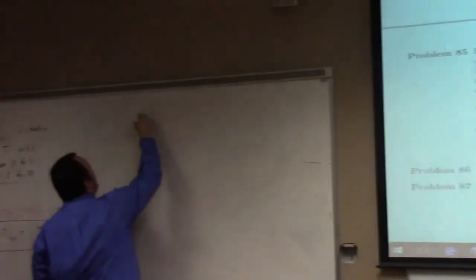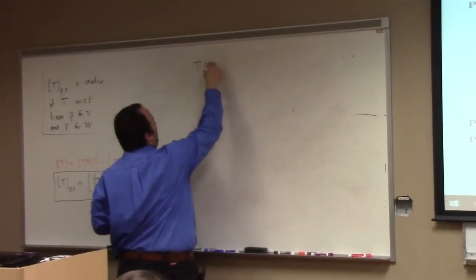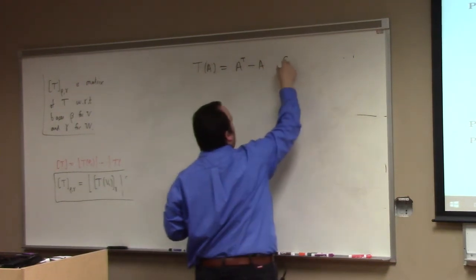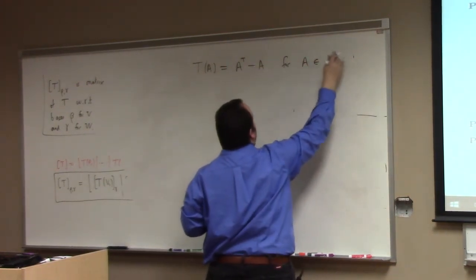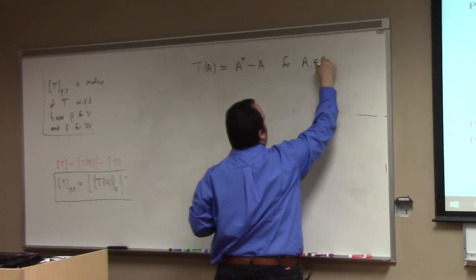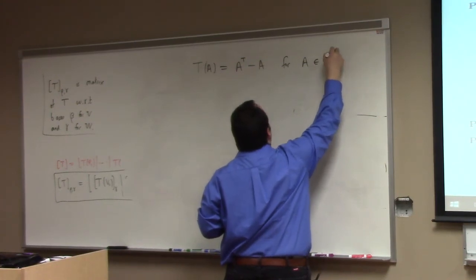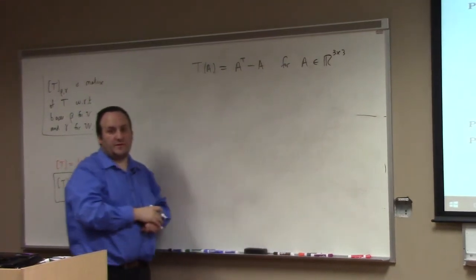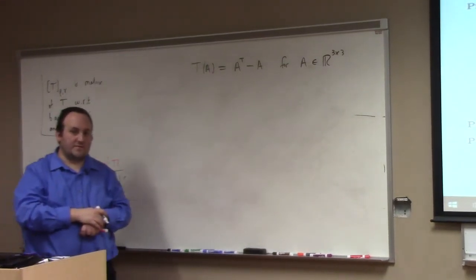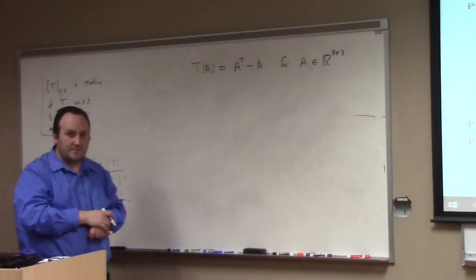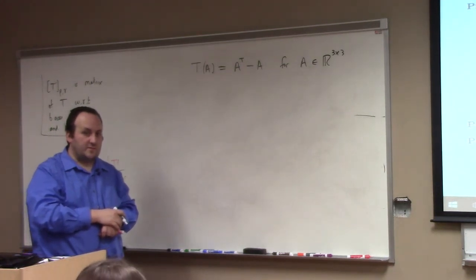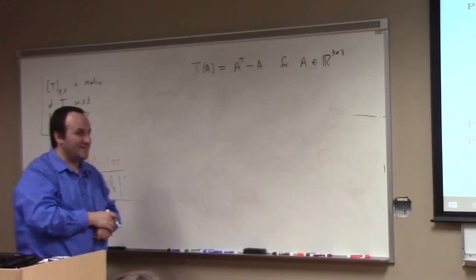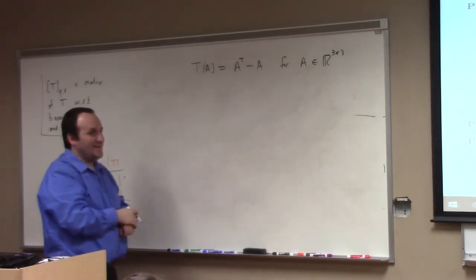How about this? T of A is equal to A transpose minus A for A in, let's say, R3 by 3. Suppose we want to find the kernel of this. This would be a good example, I think, for what you're asking. How would you find the kernel and the range for this one? Is that not what you're asking? Oh, okay. I can't tell.